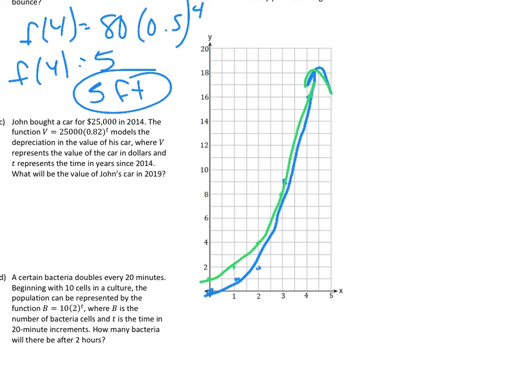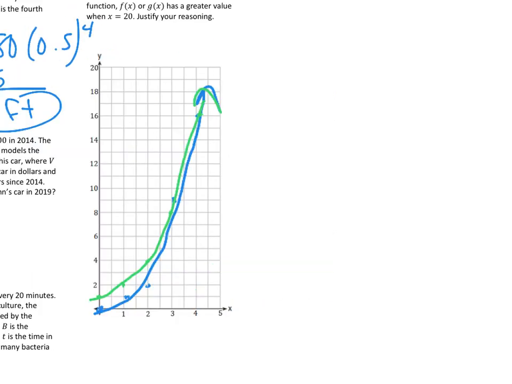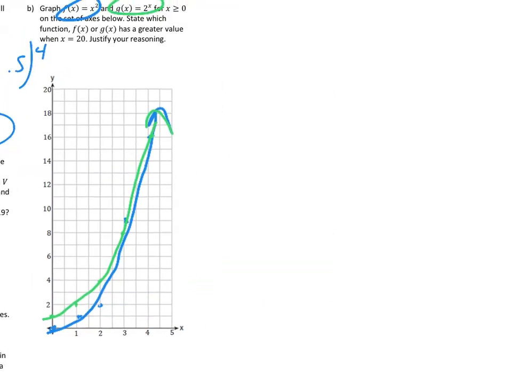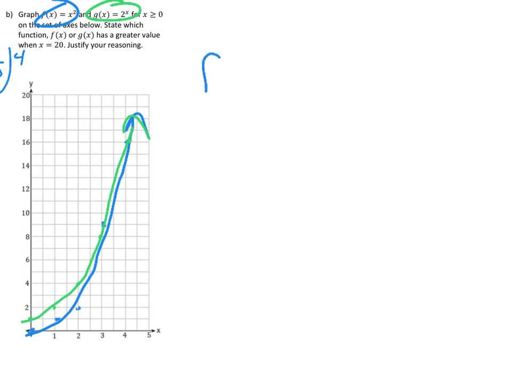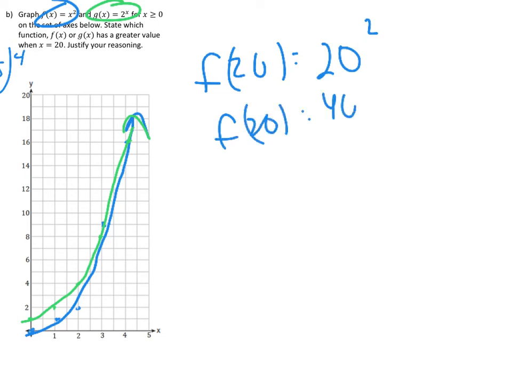State which function, f of x or g of x, has a greater value when x is 20. Justify your reasoning. Alright, so that's what they look like. So right now I really can't tell. So let's try this instead. Let's go over here and show some work. So first, f of x, but I want to try where x is 20, so f of 20 equals 20 squared. So f of 20 is 400.